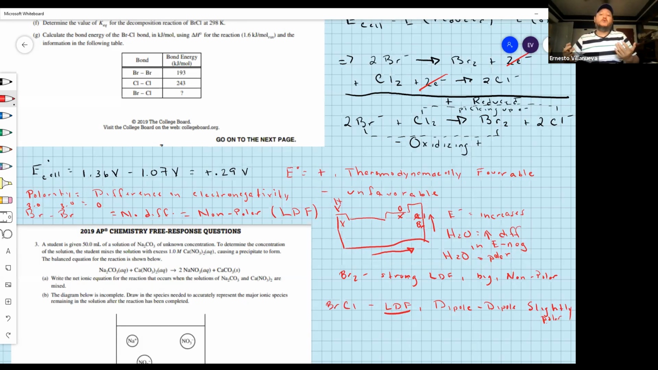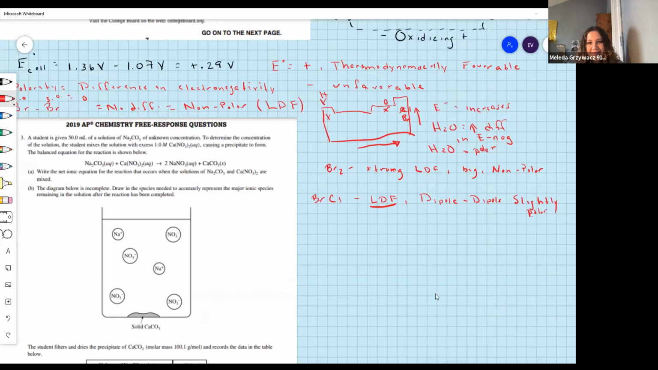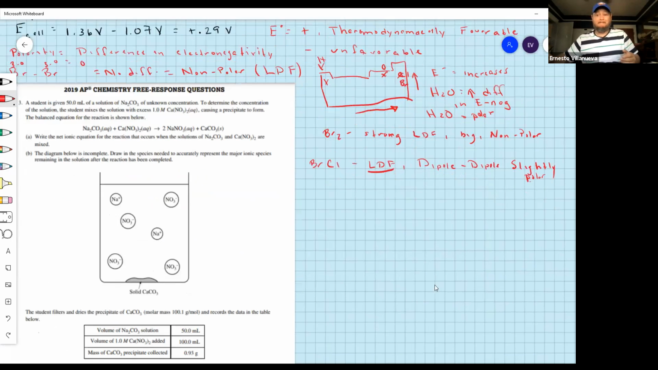Now, which one do you think has a bigger electron cloud? Bromine to chlorine or bromine to bromine?